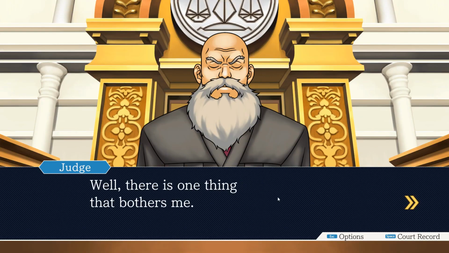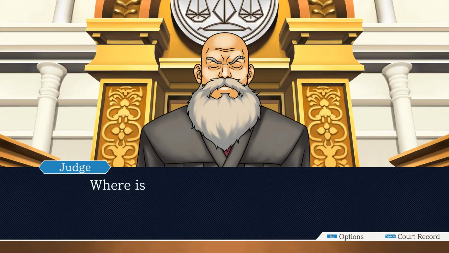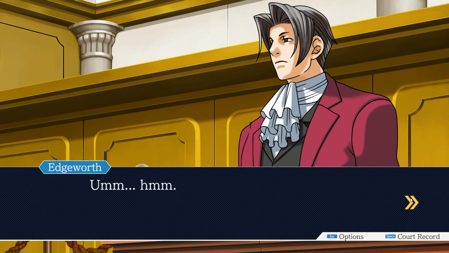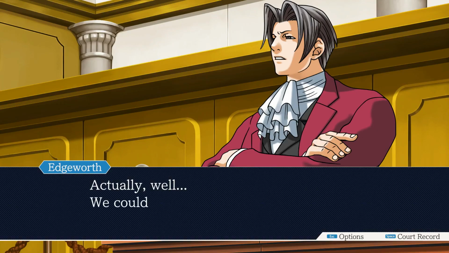Well, there is one thing that bothers me. Which is, where is this Steel Samurai costume now? Actually, well, we couldn't find it. What? We're looking, though.